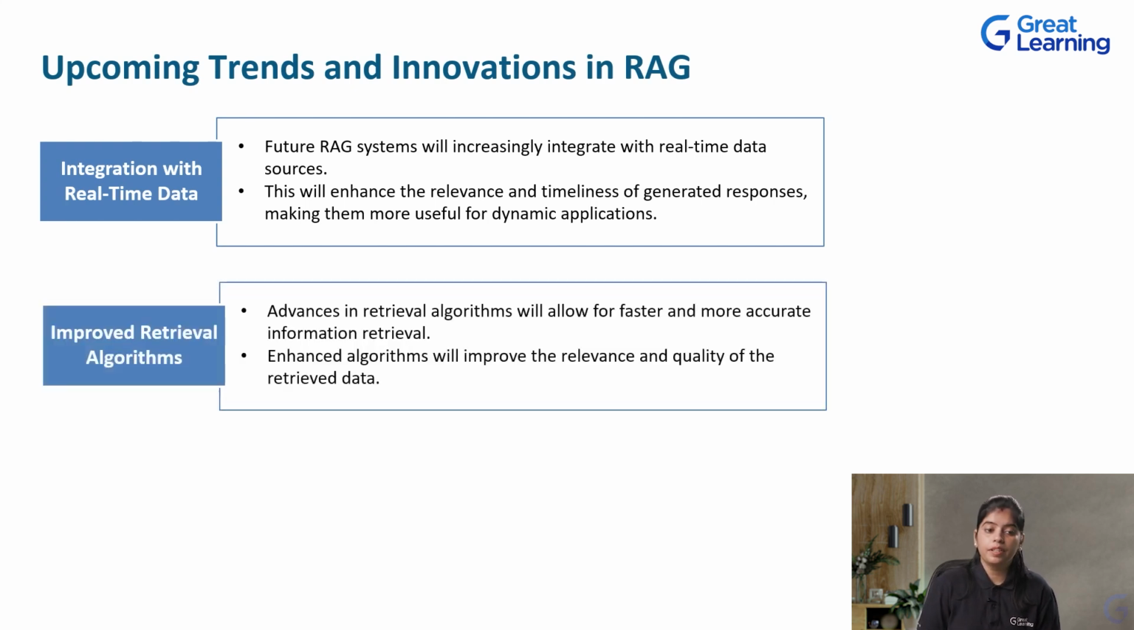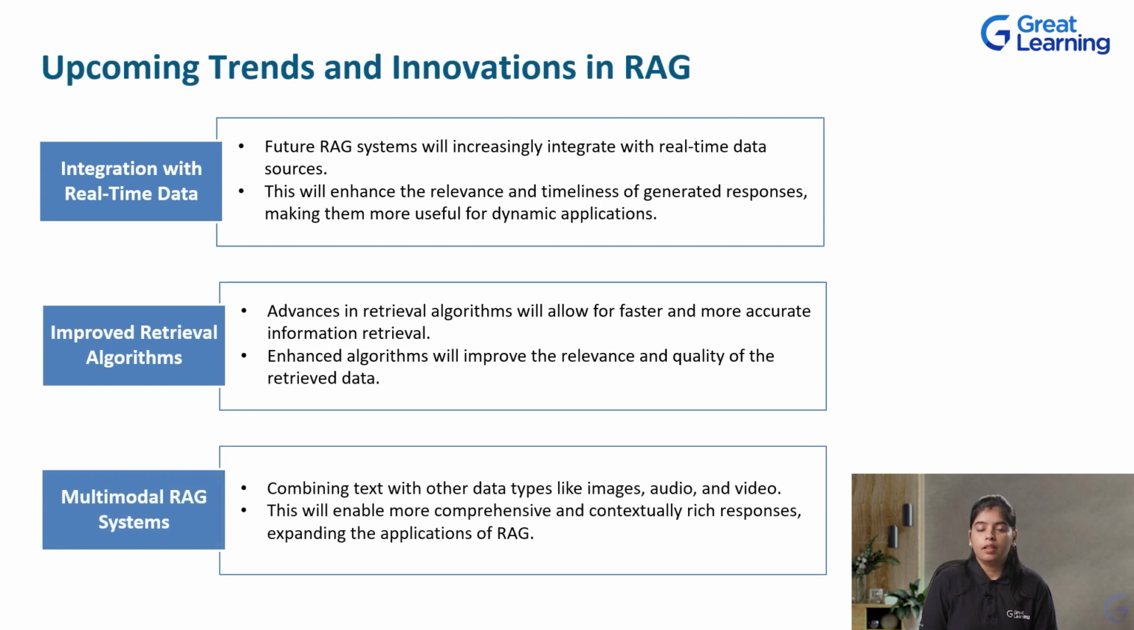Next is improved retrieval algorithms. Advances in retrieval algorithms will allow for faster and more accurate information. And if the retrieval algorithm gets improved more, obviously the advanced version of that will give you better results at last. So enhancing the algorithm, making it more advanced, will improve the quality of the retrieved data. That will be more than an up-to-date version, meaning that up-to-date will be there, but the accuracy will get enhanced there.